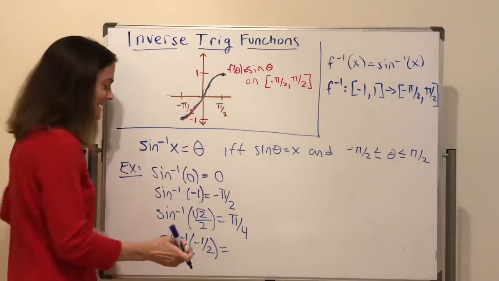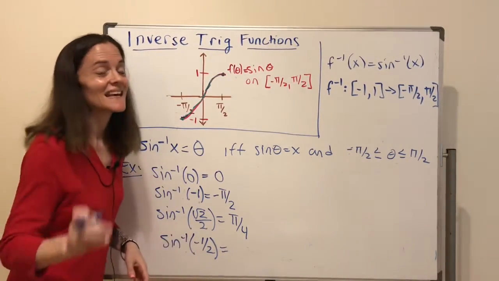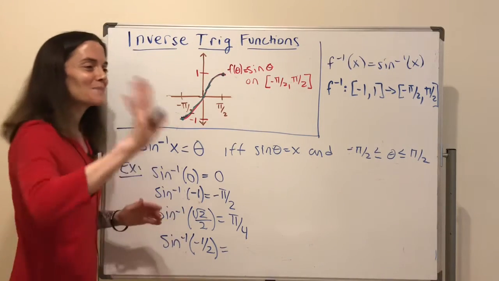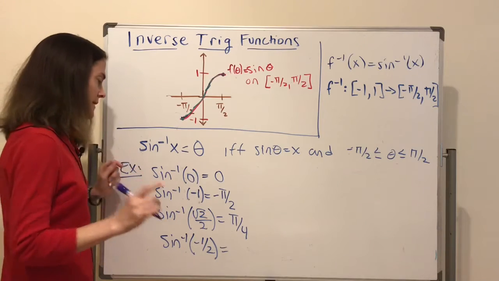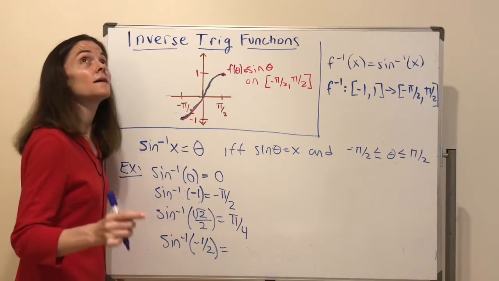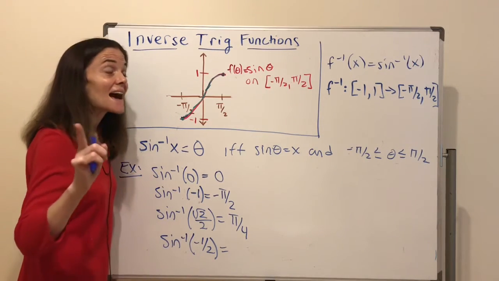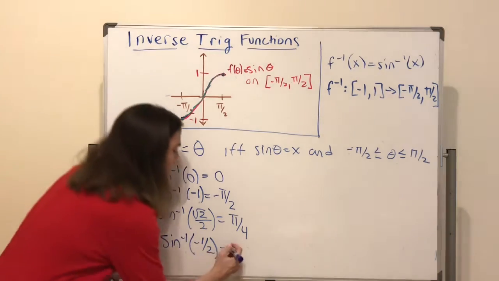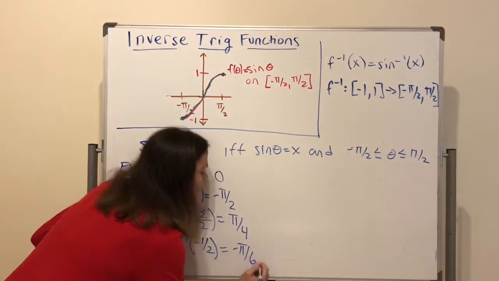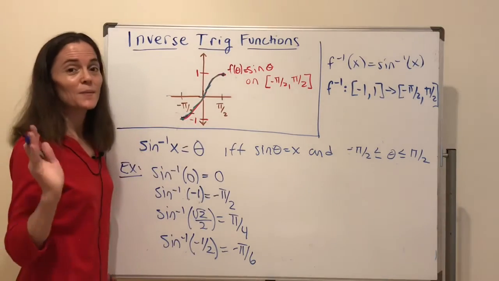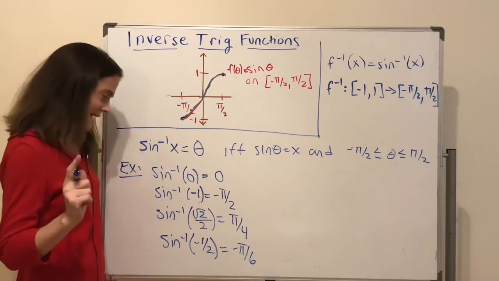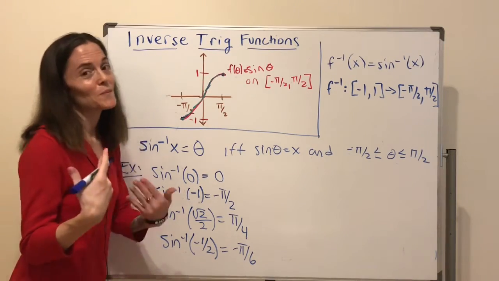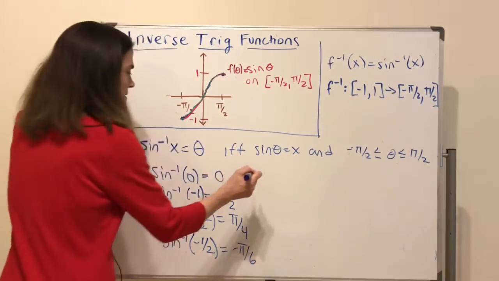And finally, the sine is negative a half, and theta is between minus pi over 2 and pi over 2. Well, let's see. This one I might have to think about. Sine is a half: the reference angle would be pi over 6. But it's negative, so we get negative pi over 6. Okay. Now, one more thing to say, and then we will move into derivatives.